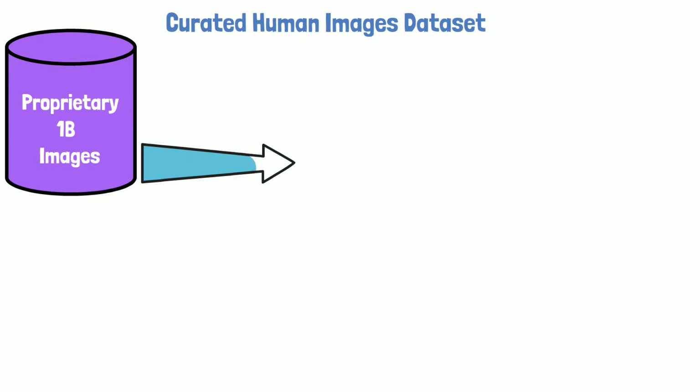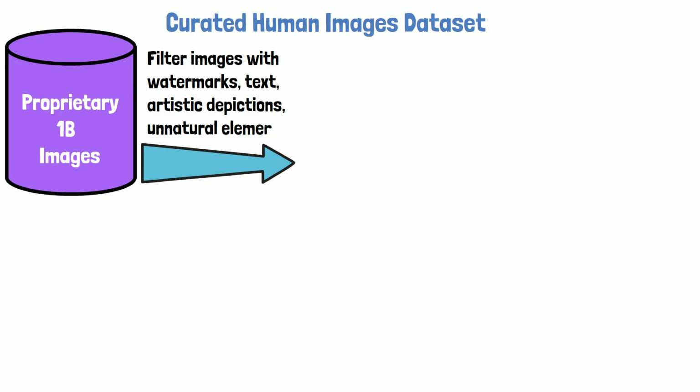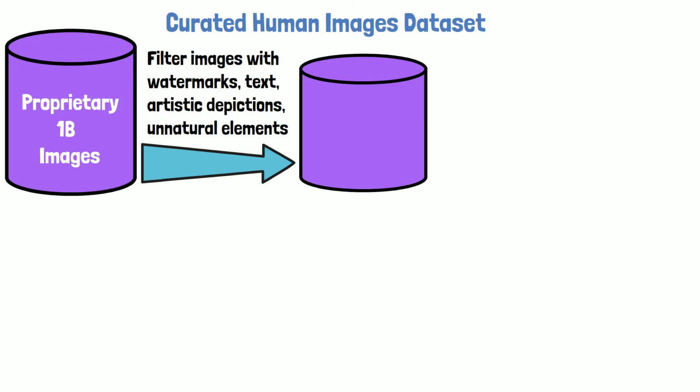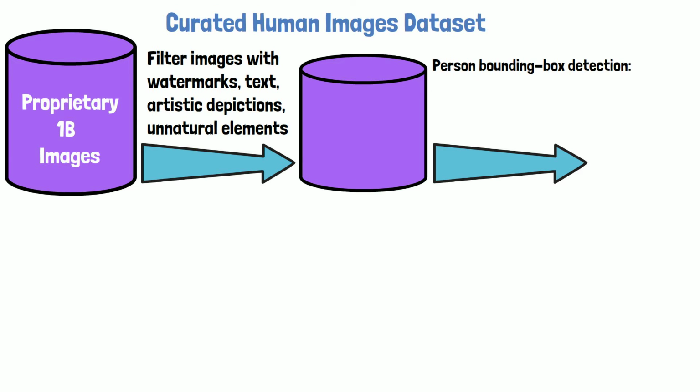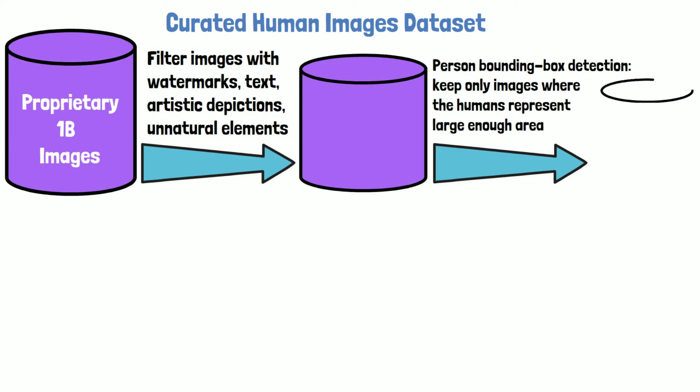The first ingredient we talk about is the curation of a large human images dataset. Meta AI has an advantage here with a proprietary dataset of 1 billion human images. To improve the dataset quality, they filter out images with watermarks, text, artistic depictions or unnatural elements, which leaves us with a bit smaller dataset. Then, to further improve the quality of the dataset, they also use an off-the-shelf person bounding box detector to filter out images where persons may not represent a meaningful part of the image. Finally, we end up with 300 million high-quality human images.